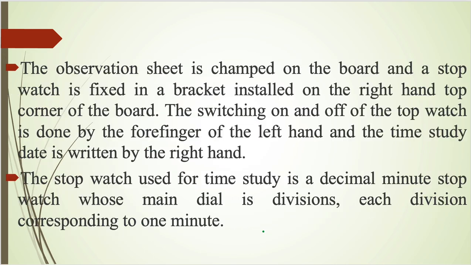The observation sheet is clamped on the board and a stopwatch is fixed in a bracket installed on the right hand top corner of the board. The switching on and off of the stopwatch is done by the forefinger of the left hand and the time study data is written by the right hand. The stopwatch used for time study is a decimal minute stopwatch whose main dial is divided into divisions, each division corresponding to a fraction of a minute. So for the time study we generally use a stopwatch in dial watch format.